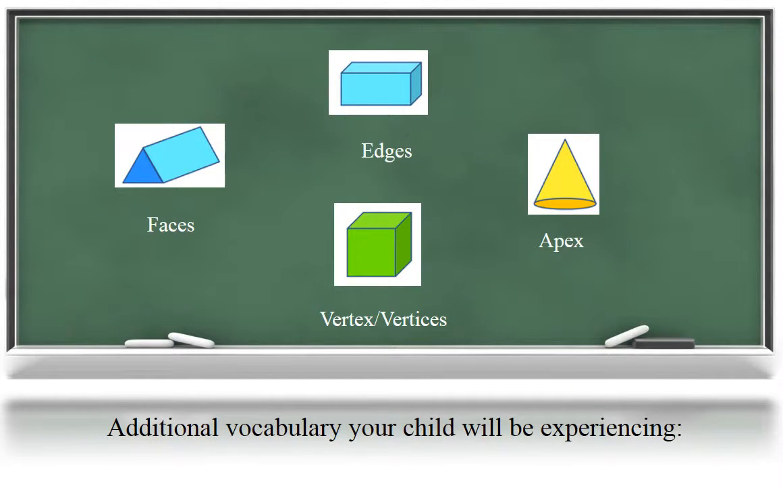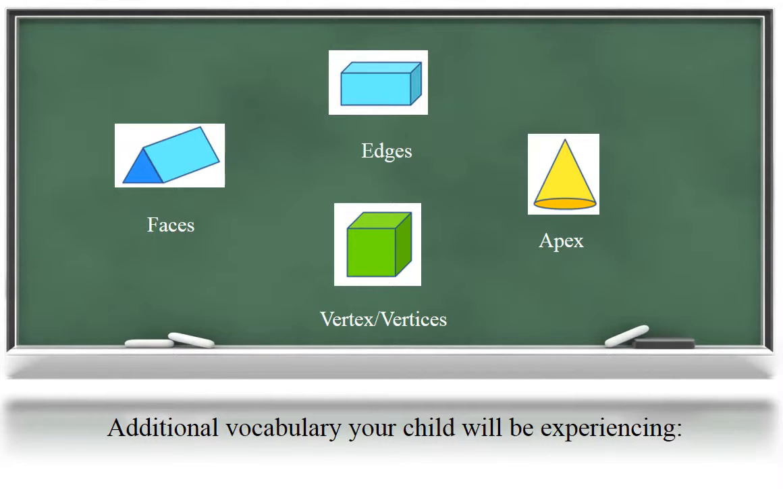I wanted to take a minute and share with you some of the additional vocabulary that your child will experience during this unit. Some of these words you may have heard before, some of them may be completely unfamiliar to you. I'm going to be taking a red marker and highlighting the portions of the shape to show you exactly the part of the shape that the vocabulary word is referencing. Let's go ahead and start with the left side with the triangular prism.